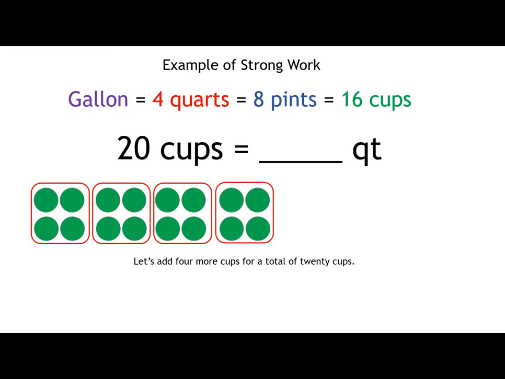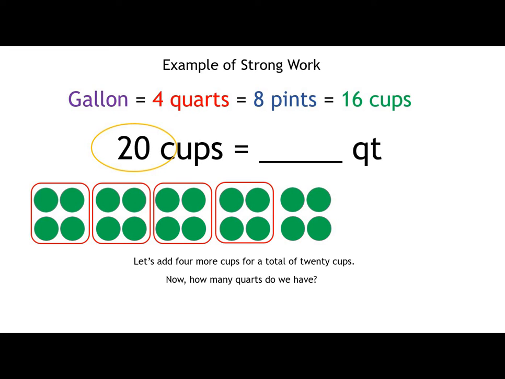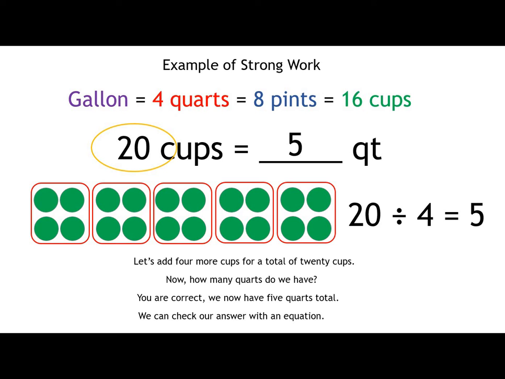Let's add 4 more cups for a total of 20 cups. Now, how many quarts do we have? You are correct. We now have 5 quarts total. We can check our answer with an equation.